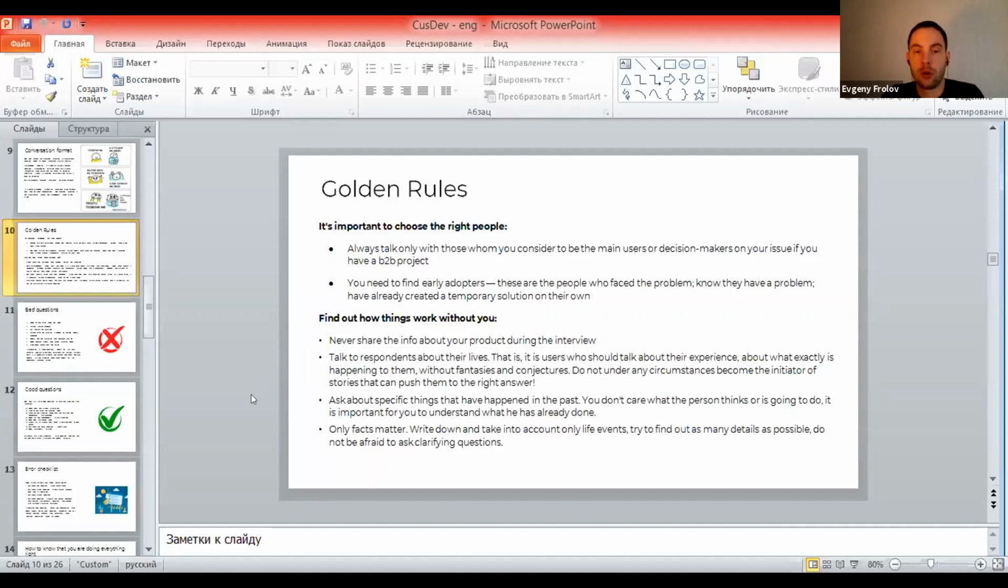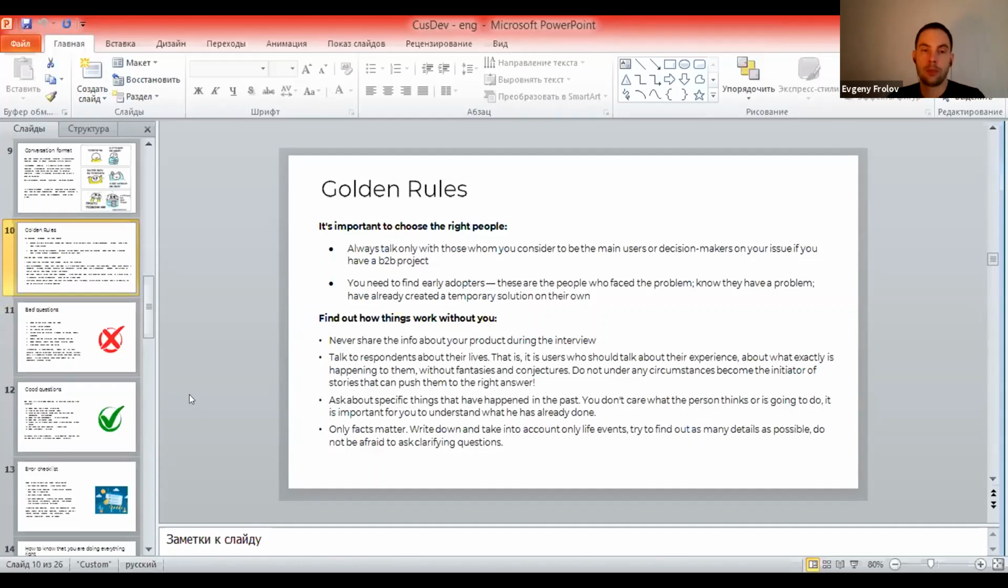So focus on what happened in the past. Don't talk about the future, about any theory, or about their feedback on your solution. Focus on facts. The important thing for you is to get, from the stories they tell you, real facts which confirm that the pain exists and that your project is really needed.